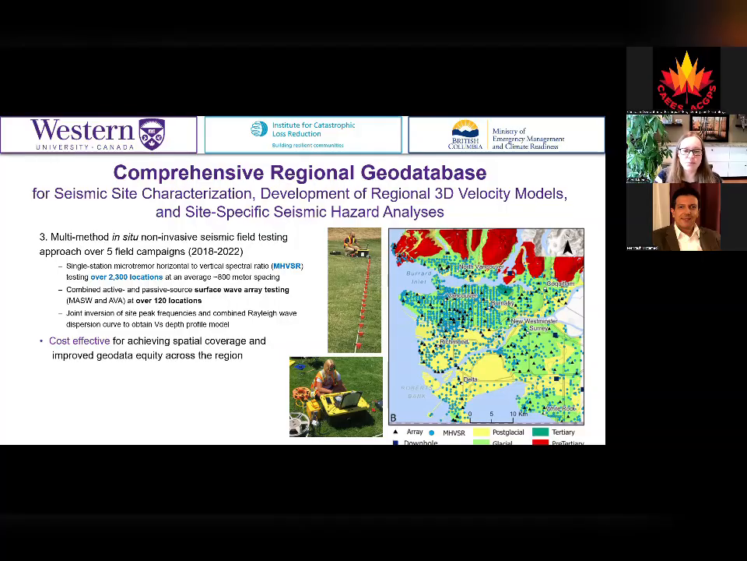And that can be accomplished pretty quickly in 30 to 60 minutes. We can do that with one seismometer. So we did that in a grid about 800-meter spacing and collected those measurements at over 2,000 locations across Western Metro Vancouver. We also targeted seismic testing at over 120 locations, which are the black triangles.